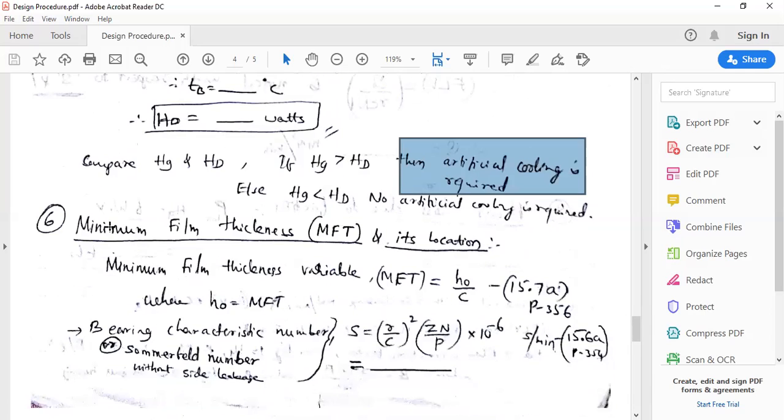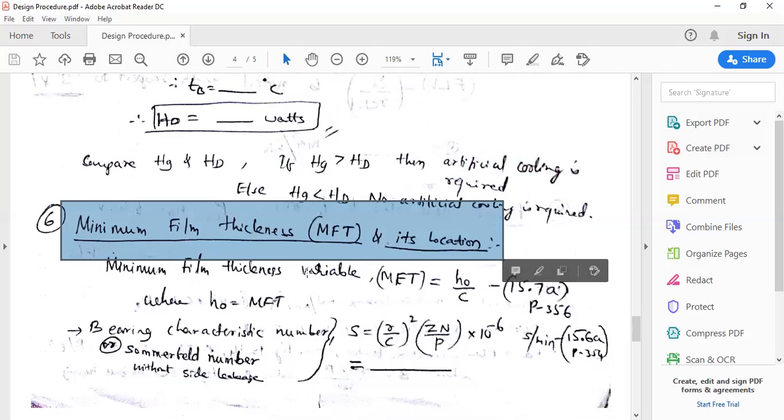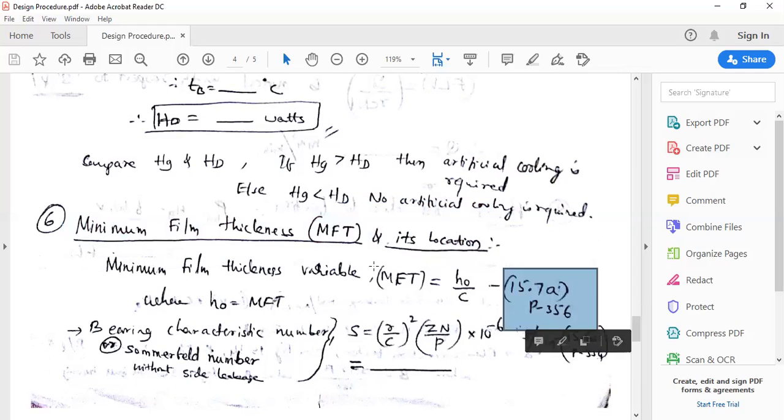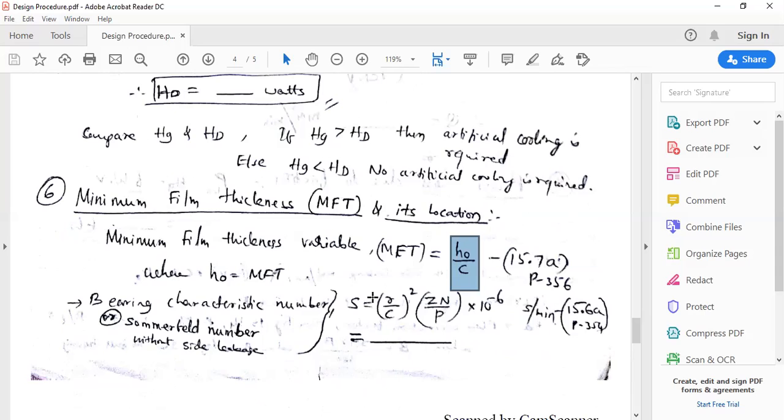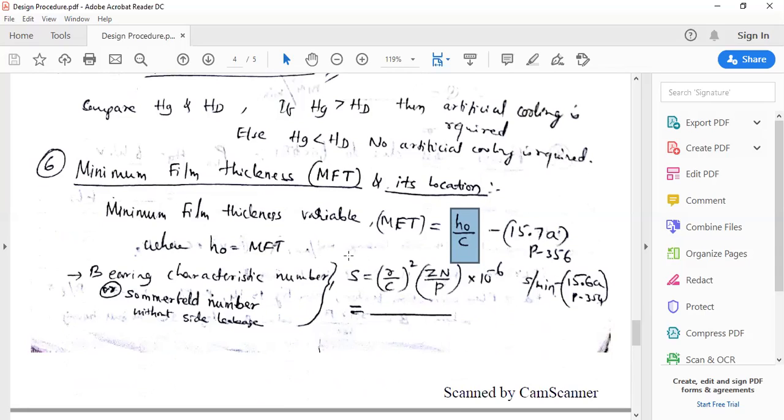So the next step is to go for the calculation of minimum film thickness. Minimum film thickness is nothing but the minimum distance between the bearing and the journal, and its location, at which location the minimum film thickness results. So the minimum film thickness variable, equation number 15.7a, page number 356. By using this, we can get the value of h naught by c, or the minimum film thickness variable. To get this value, we have to refer to a graph here. Before referring to that graph, we want the Sommerfeld number.